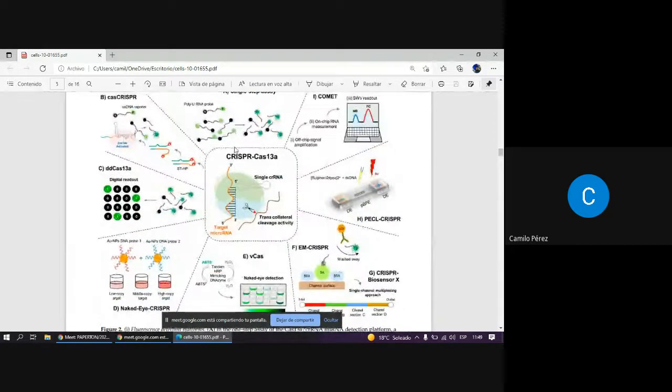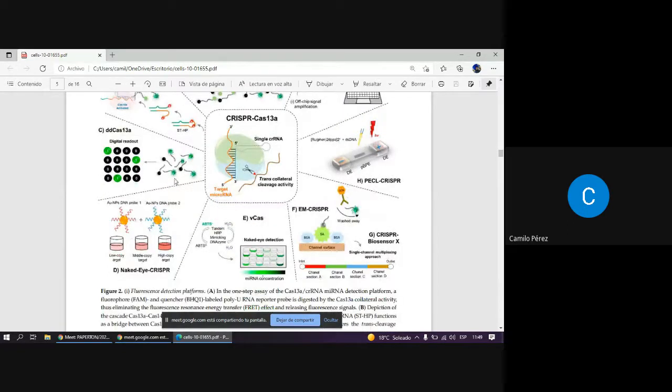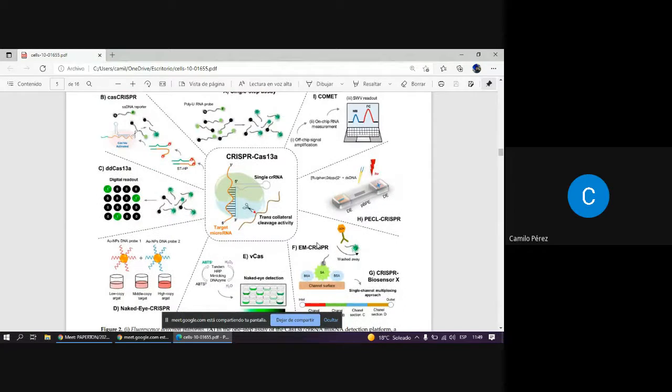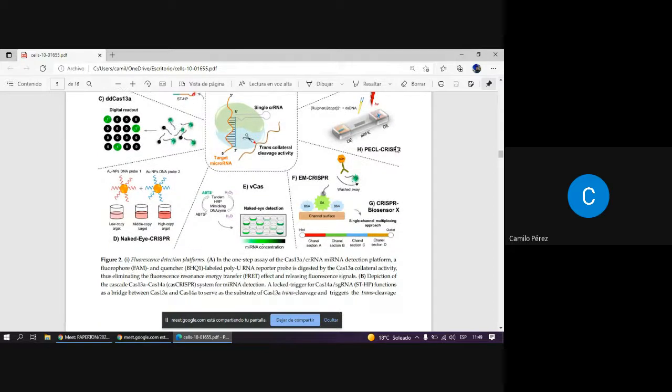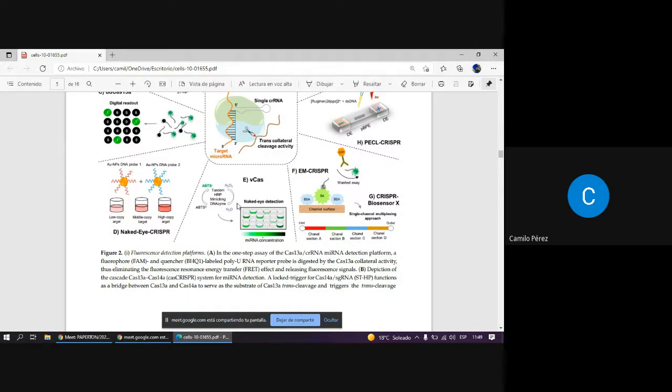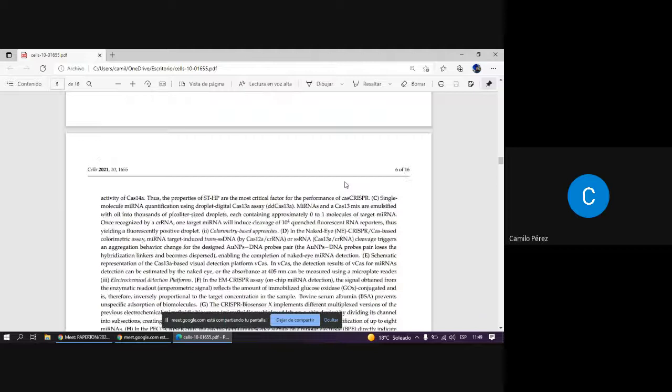In this paper, they discuss the different uses of these Cas9 variants for different strategies such as gene editing, gene knockdown, or gene overexpression, and in different techniques. For example, digital PCR with droplets, isothermal amplification in microfluidic devices, or use in cell culture and other techniques.